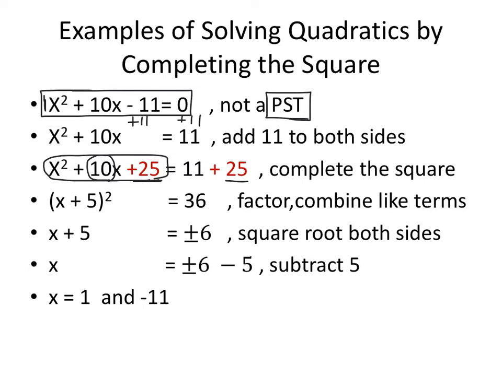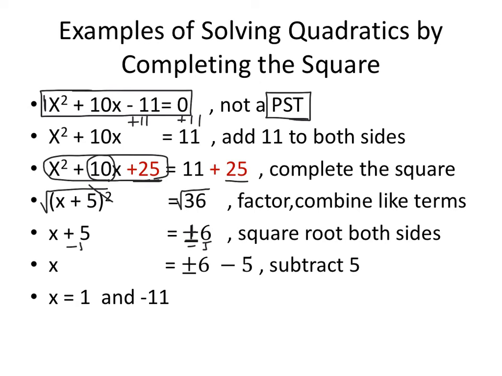Then, I would take the square root of both sides. The square root cancels out the squared. The square root of 36 is going to be positive and negative 6. And I'm left with x plus 5 on the left side. Then I just subtract 5 from both sides. And x is going to equal positive and negative 6 minus 5.